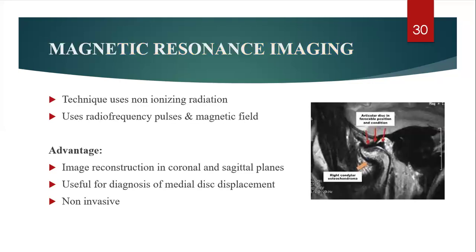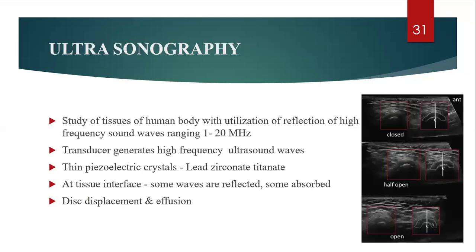First is the MRI, or magnetic resonance imaging. This is a technique which uses non-ionizing radiation. It uses a radio frequency pulse and also a magnetic field. The advantage of MRI is that image reconstruction can be done in all coronal, axial, and sagittal planes, and it is useful for diagnosis of medial disc displacement. And also it is a non-invasive technique.